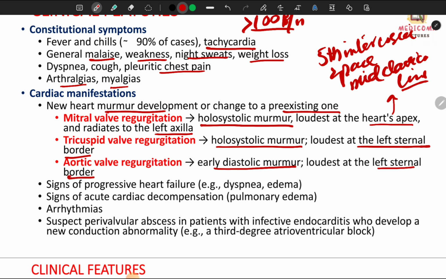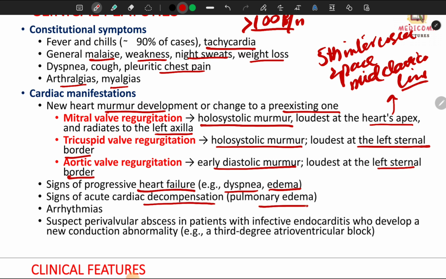There are also signs of progressive heart failure, because now these valves will not work properly, which can lead to heart failure. And what are the features and signs? There is dyspnea, difficulty in breathing, because back pressure can lead to edema and difficulty in breathing, and also there may be pulmonary edema. Sign of acute cardiac decompensation, pulmonary edema.